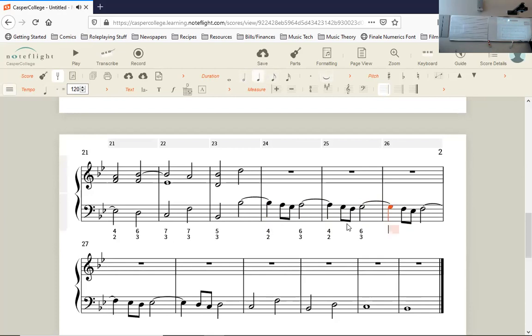Tied 4-2. So do that on until measure 28. Going to keep doing that.